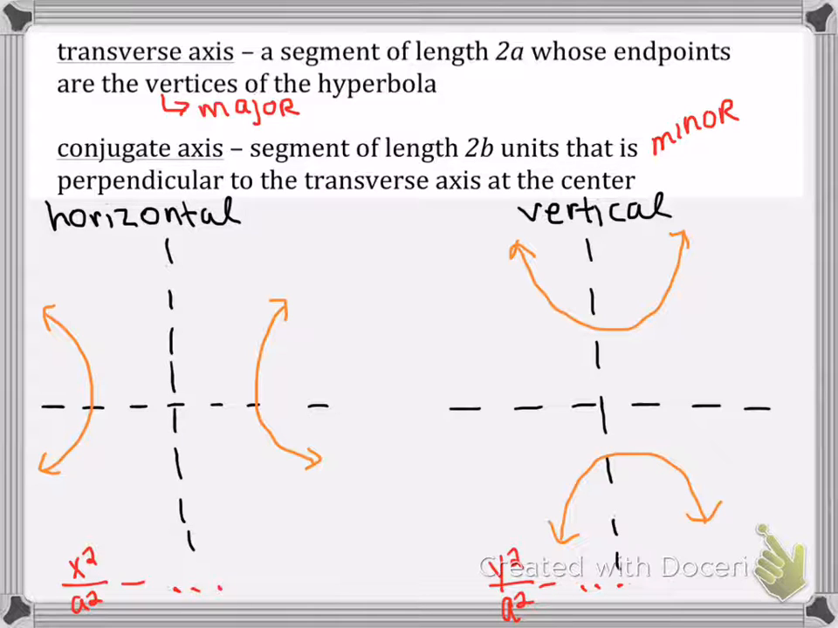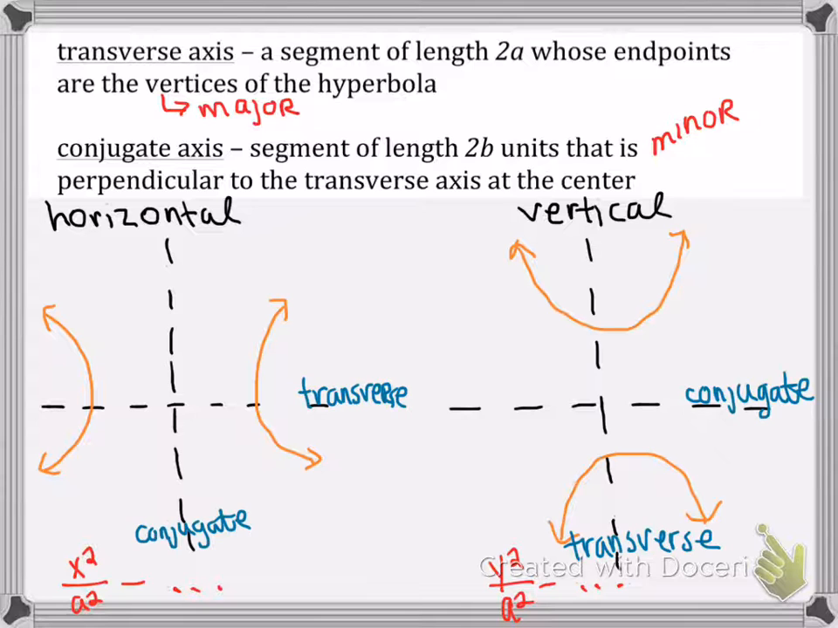All right. So in both cases, I have different transverse and conjugate axes, so I will label them now. With respect to the horizontal hyperbola, our transverse axis is the x-axis. Our conjugate axis is going to be along the y-axis. For the vertical, our conjugate is now going to be with respect to the x-axis, and our transverse is going to be parallel to the y-axis.